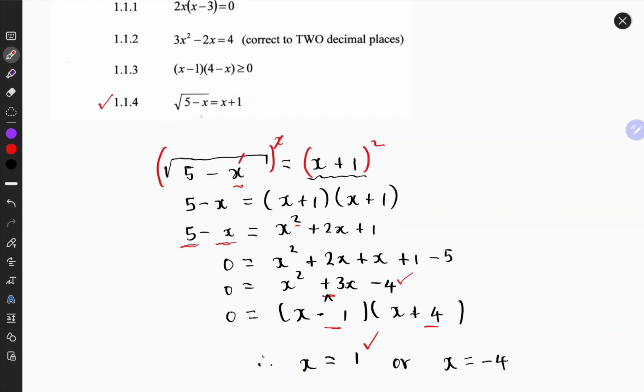Now let's test negative 4. If I'm to plug negative 4 in there and negative 4 in there, on the left side I'll get 5 minus negative 4, which is 9, and the square root of 9 is 3, and negative 4 plus 1 is negative 3. So the left hand side is not equal to the right hand side, and therefore negative 4 is not a solution. So the only solution to the third equation is x equals positive 1.